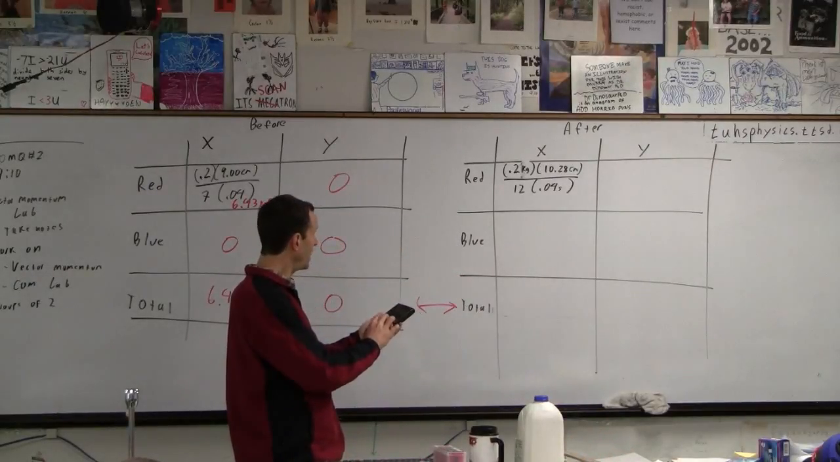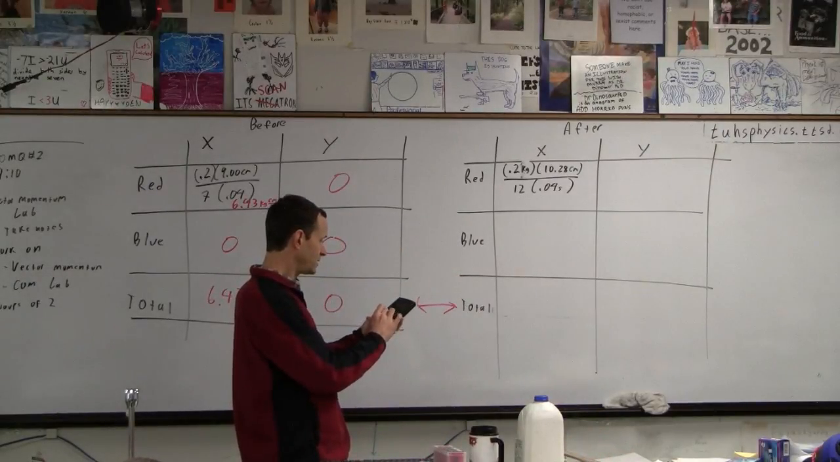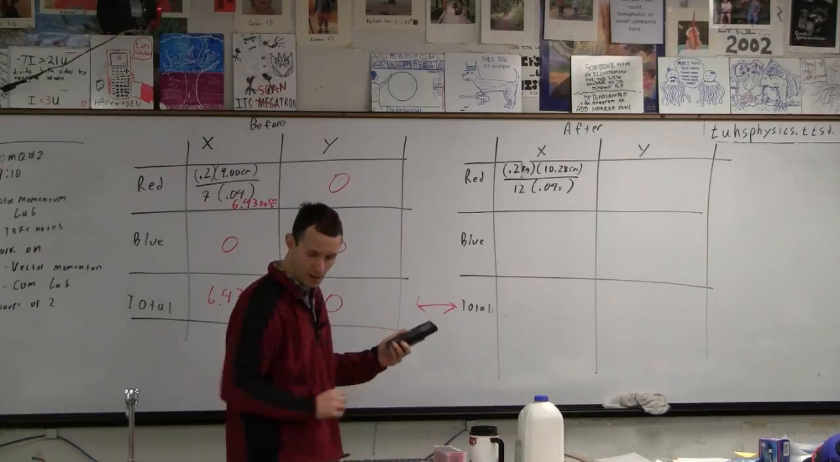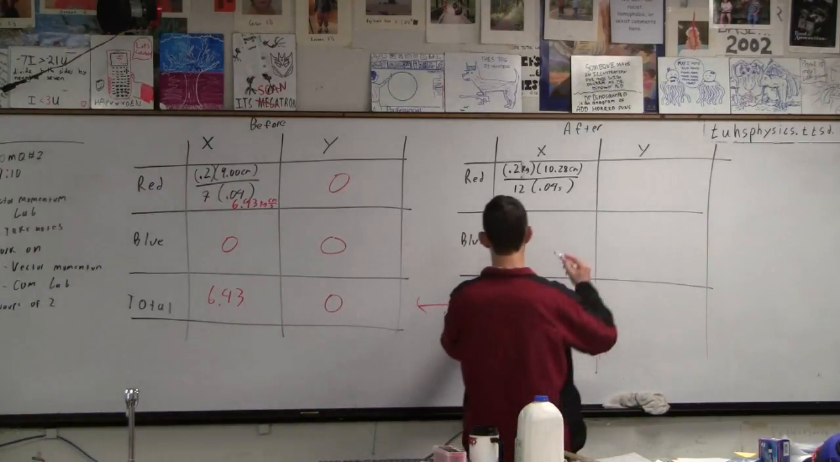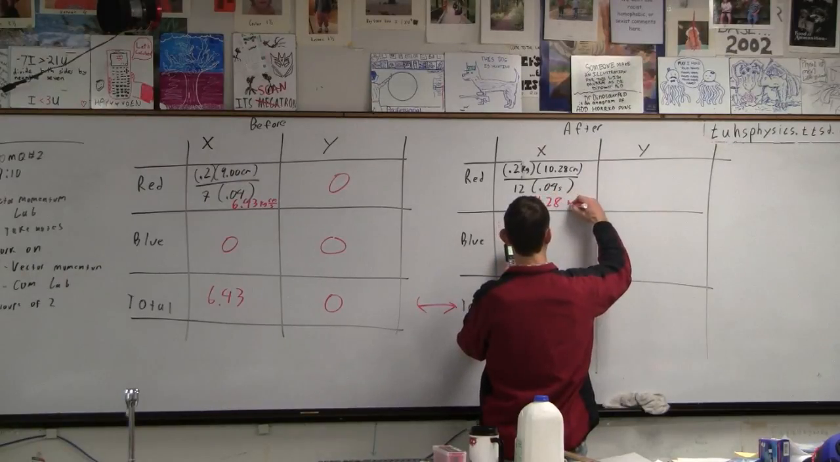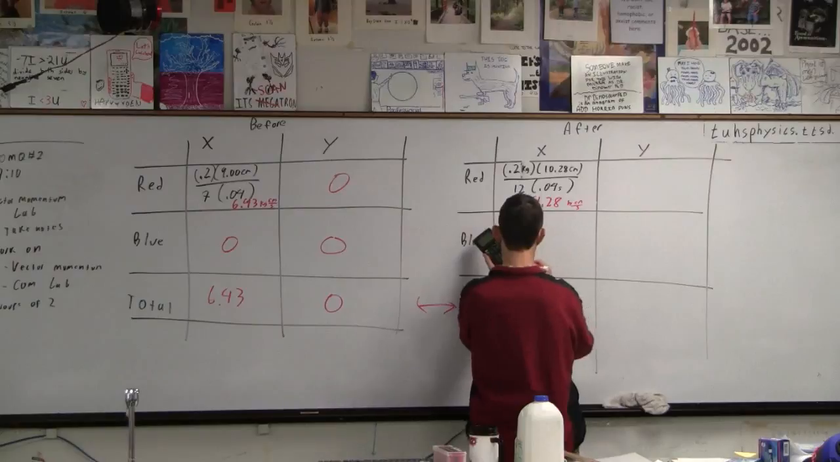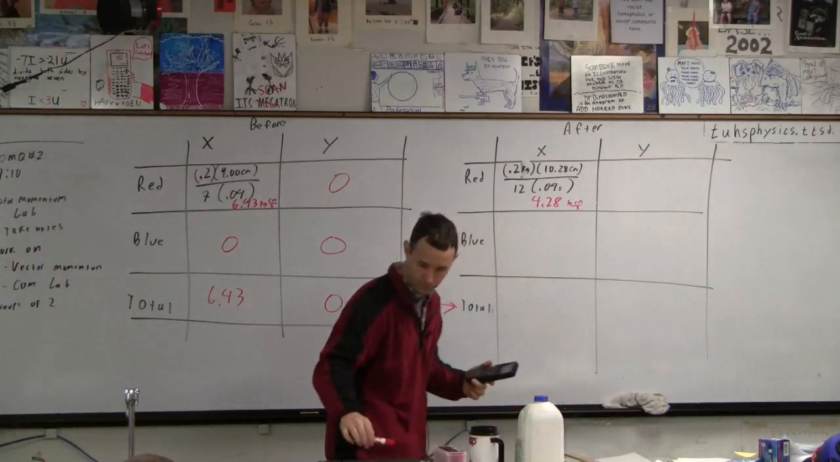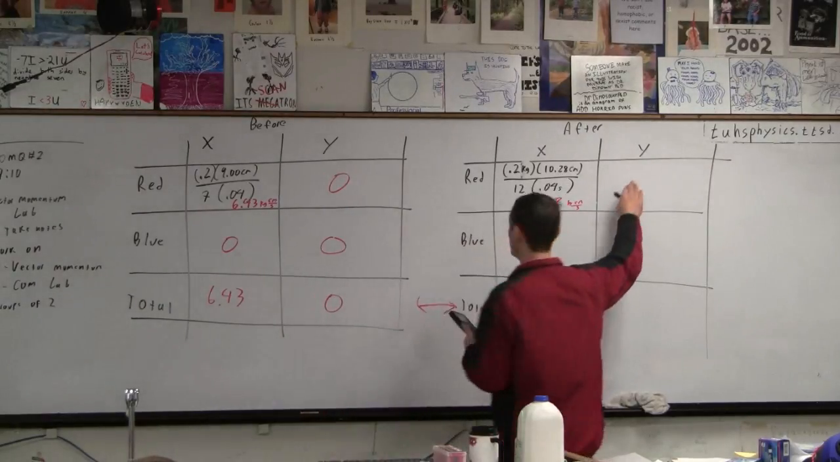Okay, so 0.2 times 10.28 divided by 12 times 0.04, right? Okay, and this is 4.28, and that's kilograms centimeters per second, right? And now let's do the red Y.